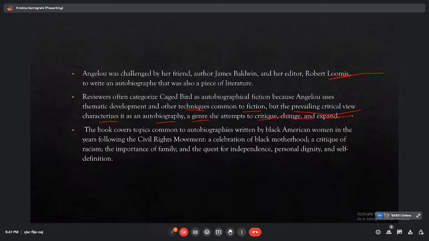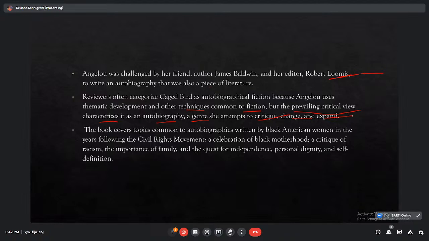Reviewers often categorize Caged Bird as an autobiographical fiction, which you have to keep in mind because Angela uses thematic development and other techniques common to fiction, but the prevailing critical view characterizes it as an autobiography, a genre she attempts to critique, change, and expand. And since it is critically acclaimed as an autobiography, we are studying about it here.